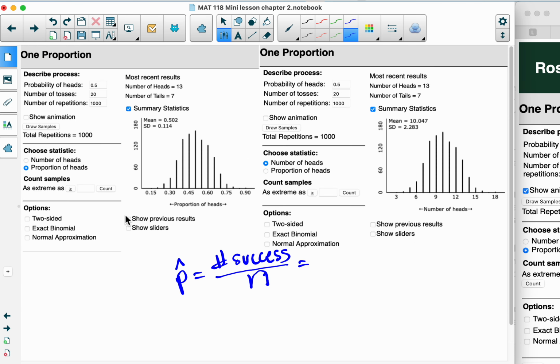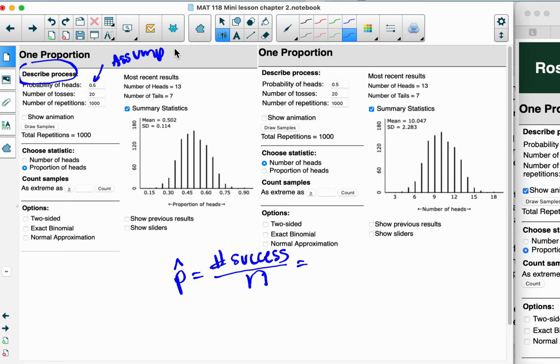Let's look at an example. So in one proportion, there are two ways that we can enter data into the one proportion applet. This part up here, describe the process, always relates to our assumptions. It's what we're telling the computer to use to generate all of our, in this case, p-hats. These are all p-hats because it's categorical data. So we would enter here what is pi, we would enter here what is n, and then we would tell it how many p-hats to generate, or how many repetitions.